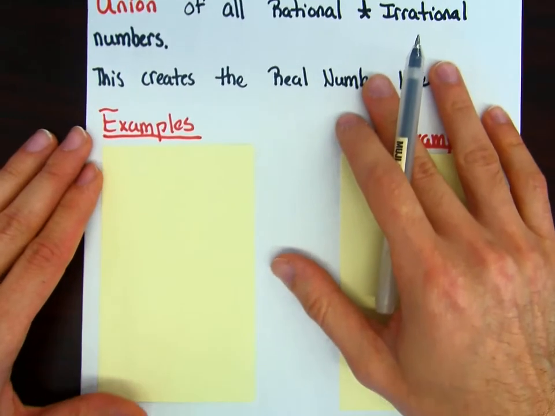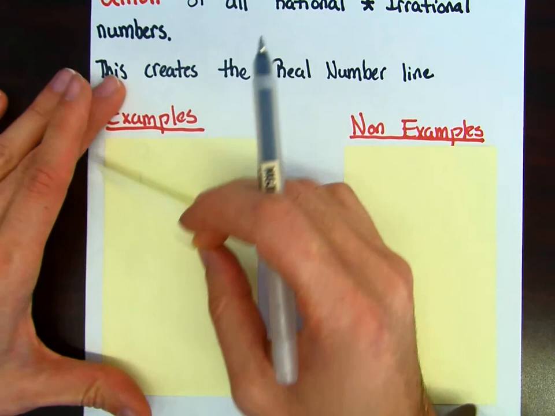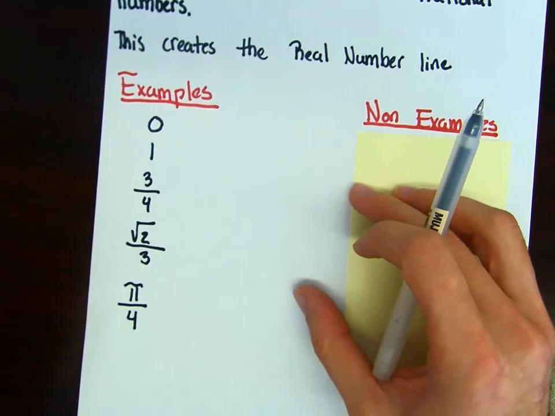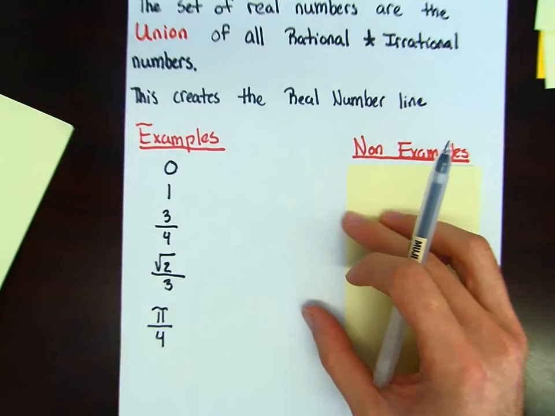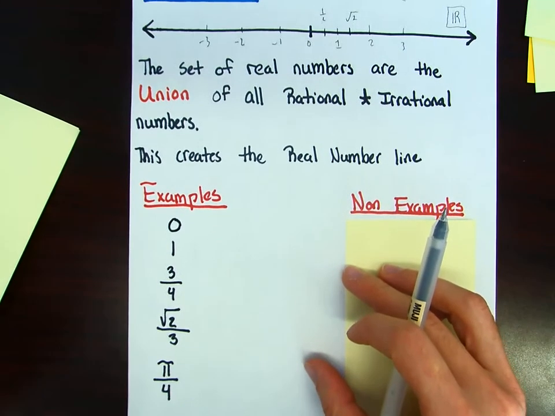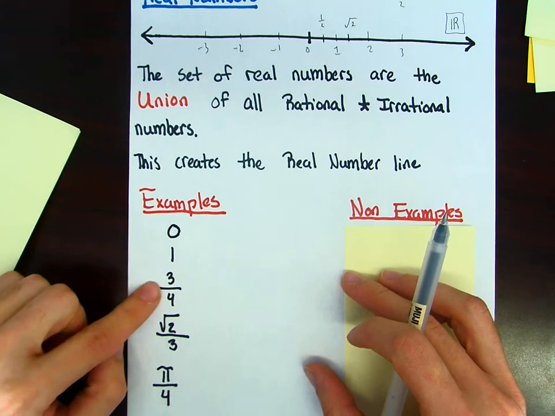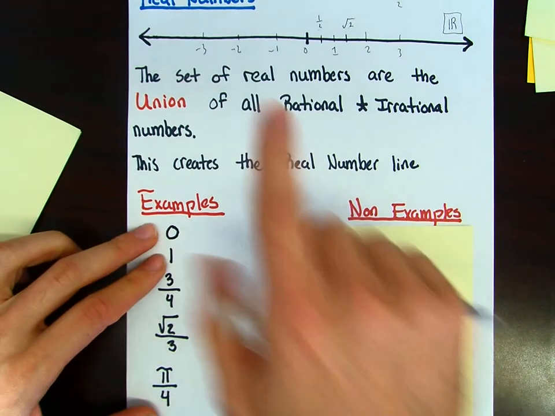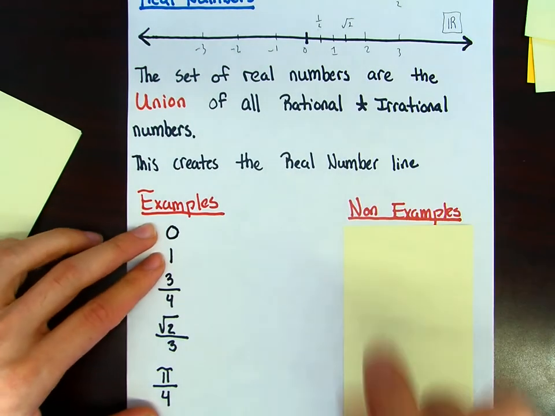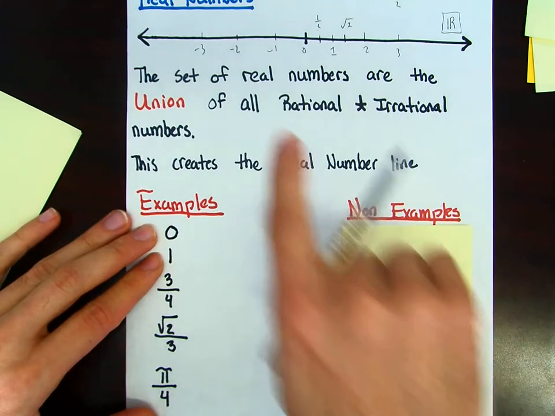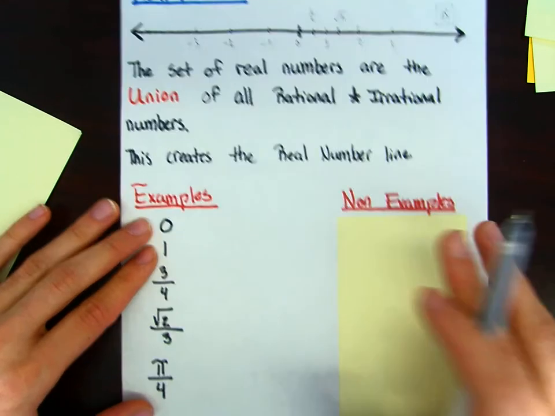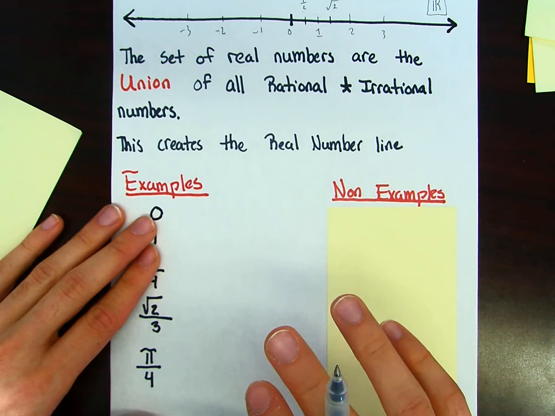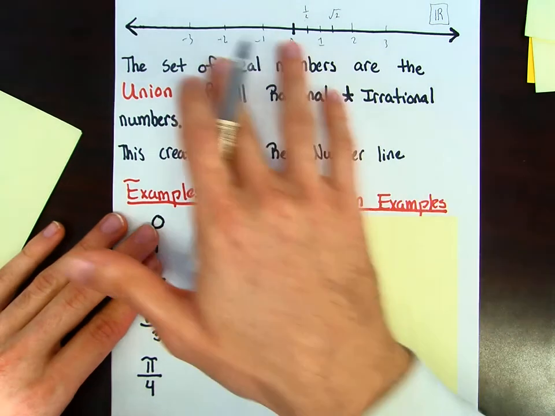So let's do some examples of what it means to be a real number. Let me zoom out a little bit. You have 0, 1, 3 over 4, square root 2 over 3, pi over 4. All these numbers are here. What are some examples of numbers that are not here, that we haven't discussed yet? Pause the video and think about it. What numbers or ideas will not be here?